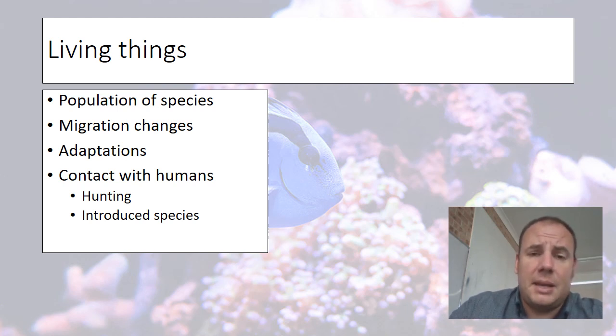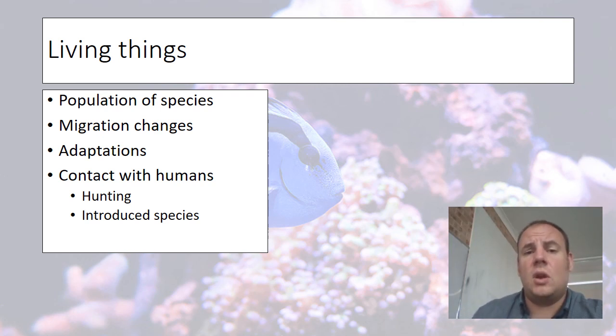And then the biggest problem is introduced species. Australia is full of introduced species that really impact the ecosystem. So there's some of the factors that affect the functioning of the ecosystem. Next lesson we'll look at how ecosystems can work around those changes. Okay, thanks.